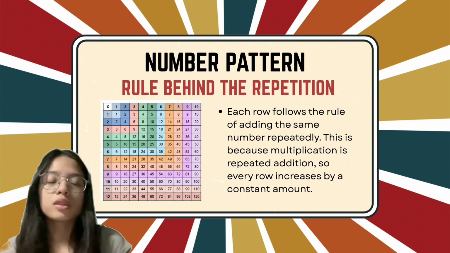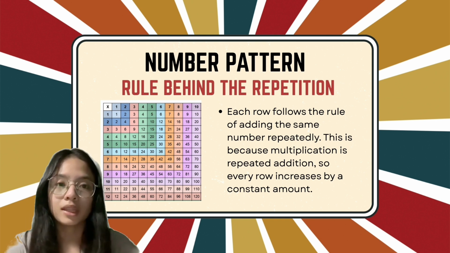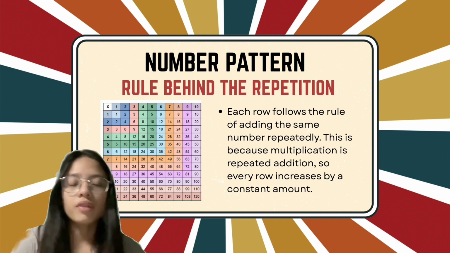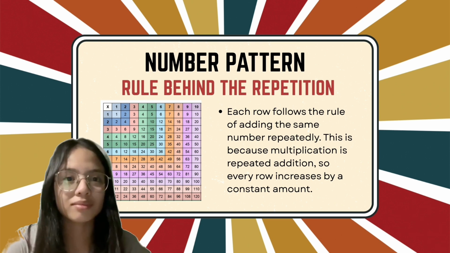The rule behind the repetition of multiplication table: each row follows the rule of adding the same number repeatedly. This is because multiplication is repeated addition, so every row increases by a constant amount.